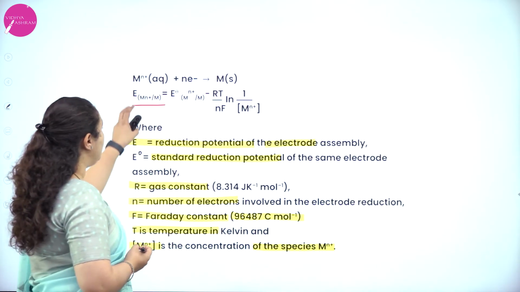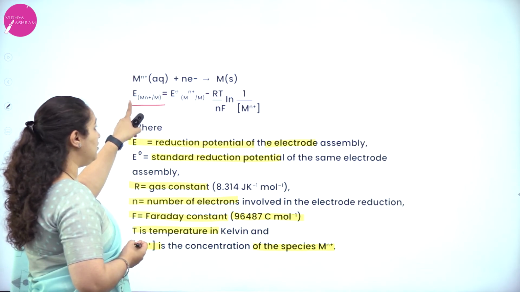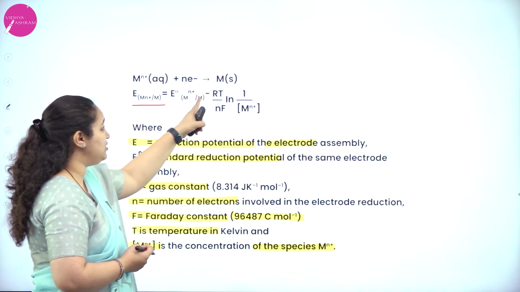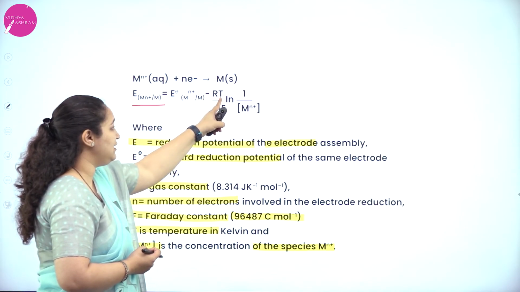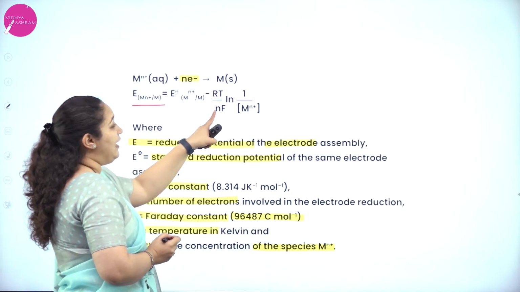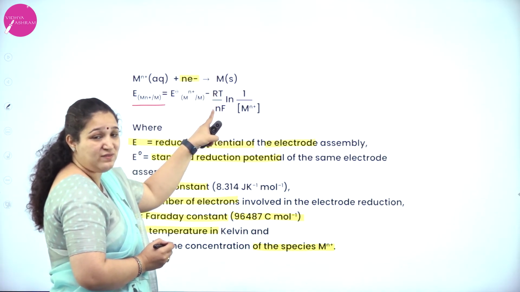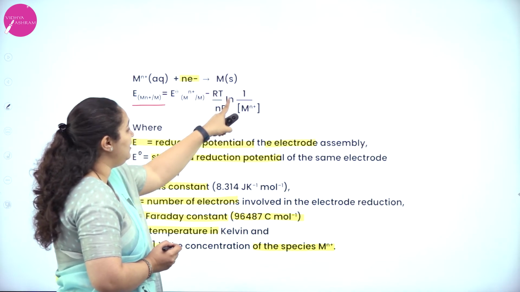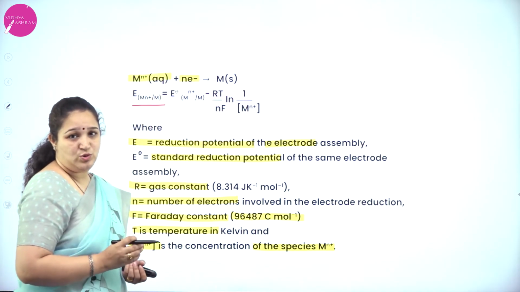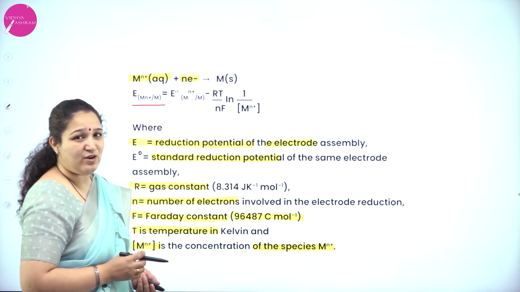So, E is the electrode or the reduction potential, E naught is the standard electrode potential, minus R, the gas constant, T is temperature, N is the number of electrons involved in the reaction, F is called the Faraday constant which is equal to 96,500, and M plus N is the molar concentration of the solution in which the ions are there.